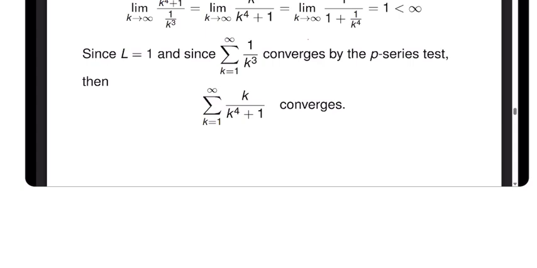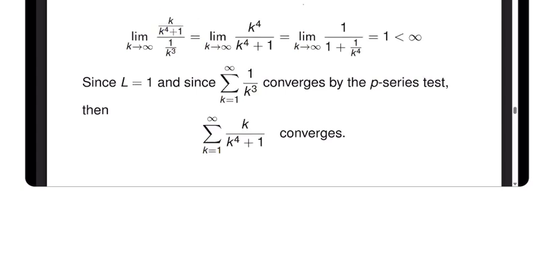Let me do one more example. But before that, can you ask me a question? What you're going to face here is, number one, how do you identify a similar sequence, and after identifying it, how do you find the limit of the ratio? And after that, when you have a result that is positive and less than infinity, you say either the two sequences converge or diverge. Then you need a further analysis to figure out the direction.